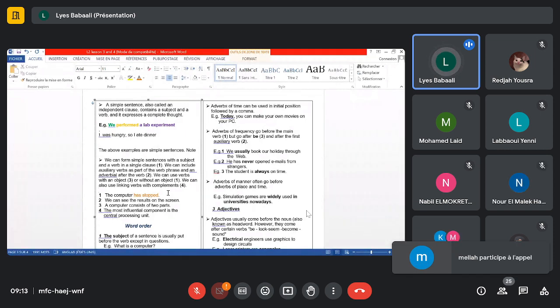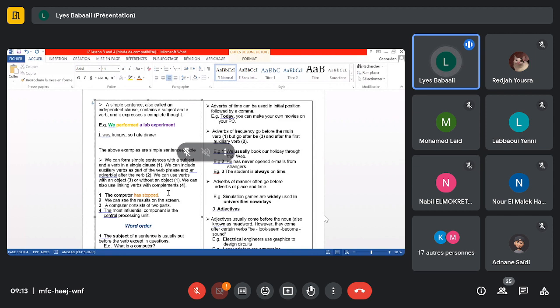Okay, what else can we add? We can use verbs with an object. Sometimes there are verbs that don't need an object, the sentence is clear without anything else, and there are verbs that need an object. Let me try to see if I can find a good example.